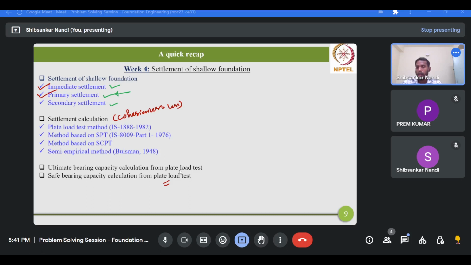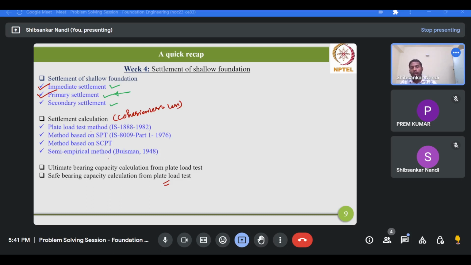You can easily understand if you go through that part or solve the problem on your own. In this session, we'll take up very few selective problems, and we'll try to understand how the settlement components are calculated and by what procedure. If it is primary, then we can easily go for Terzaghi's one-dimensional consolidation theory, and if it is immediate, we can go for any of these methods: method based on plate load test, method based on SCPT, method based on SPT, or some semi-empirical method.